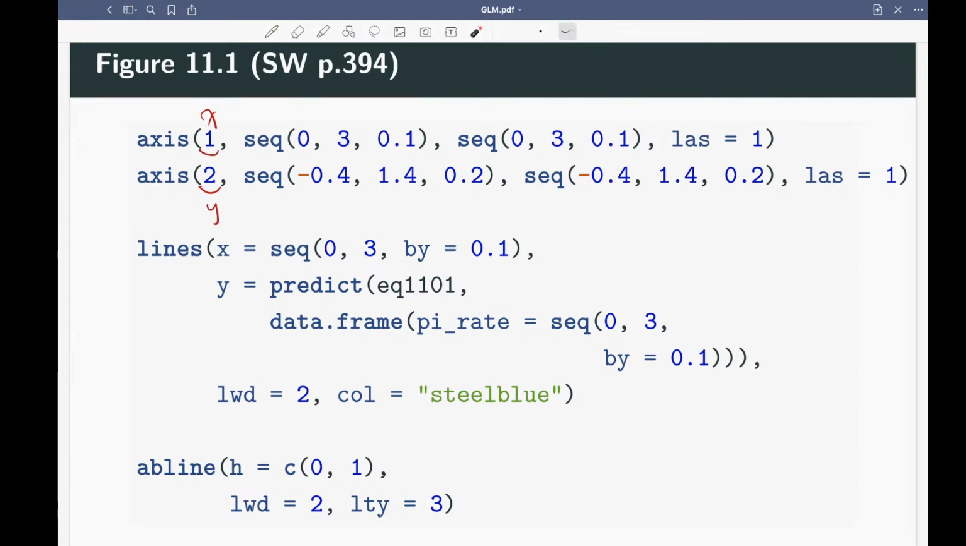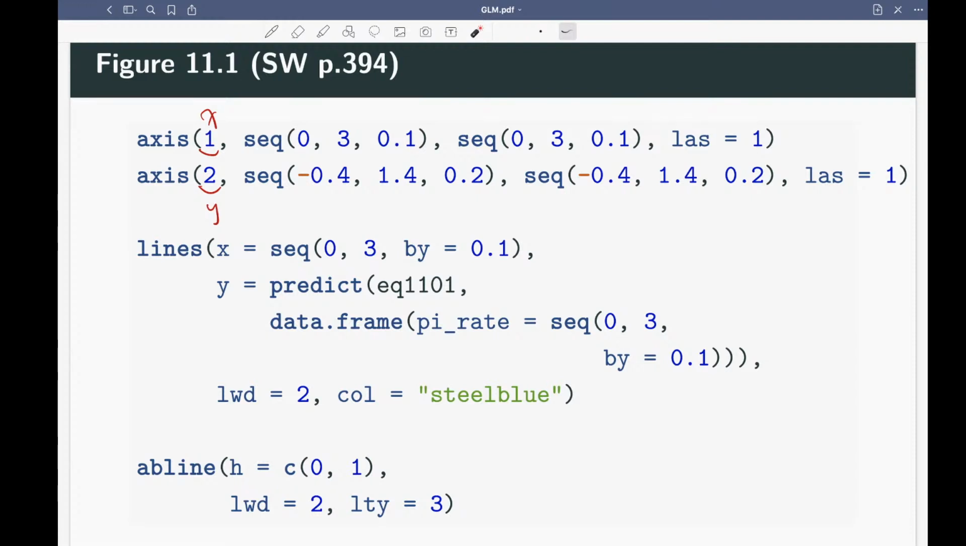I want to set this from 0 to 3, and I want to have a label from 0 to 3, and they are the same for the y axis. I want to demo the y axis from negative 0.4 to 1.4.